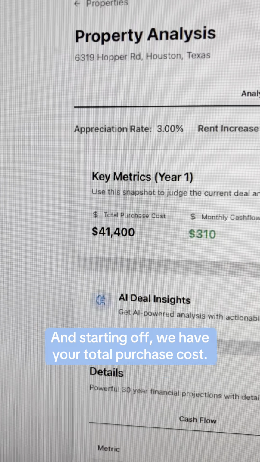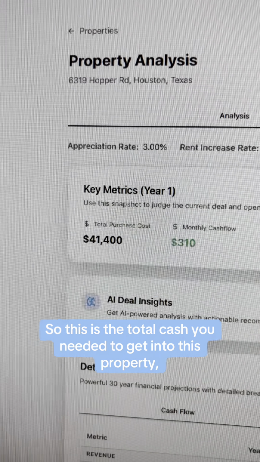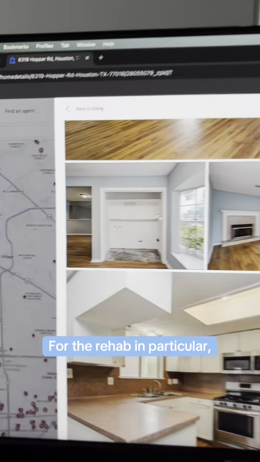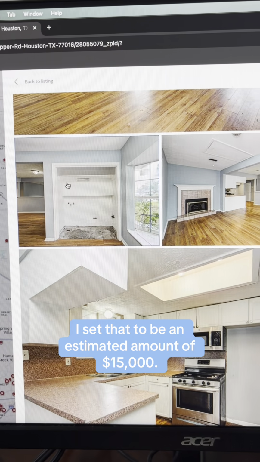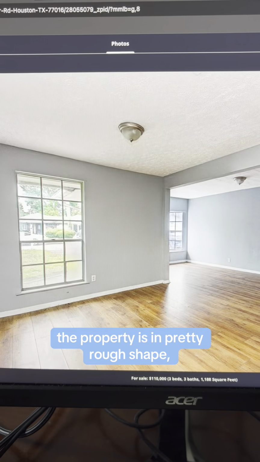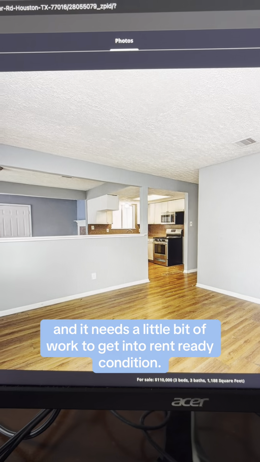And starting off, we have your total purchase cost. So this is the total cash needed to get into this property, including your down payment, closing costs, and rehab costs. For the rehab in particular, I set that to be an estimated amount of $15,000. You can see from some of these photos, the property is in pretty rough shape and it needs a little bit of work to get into rent-ready condition.